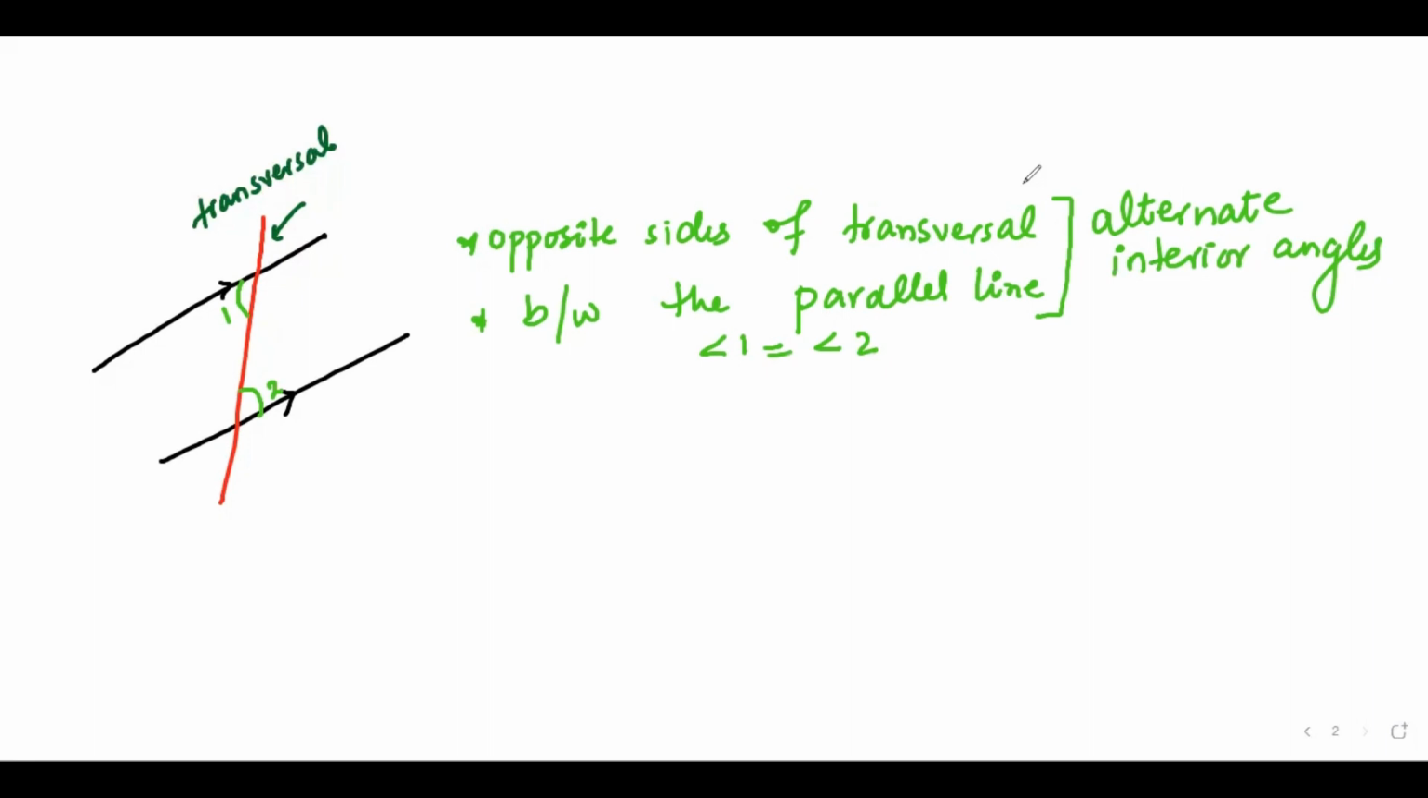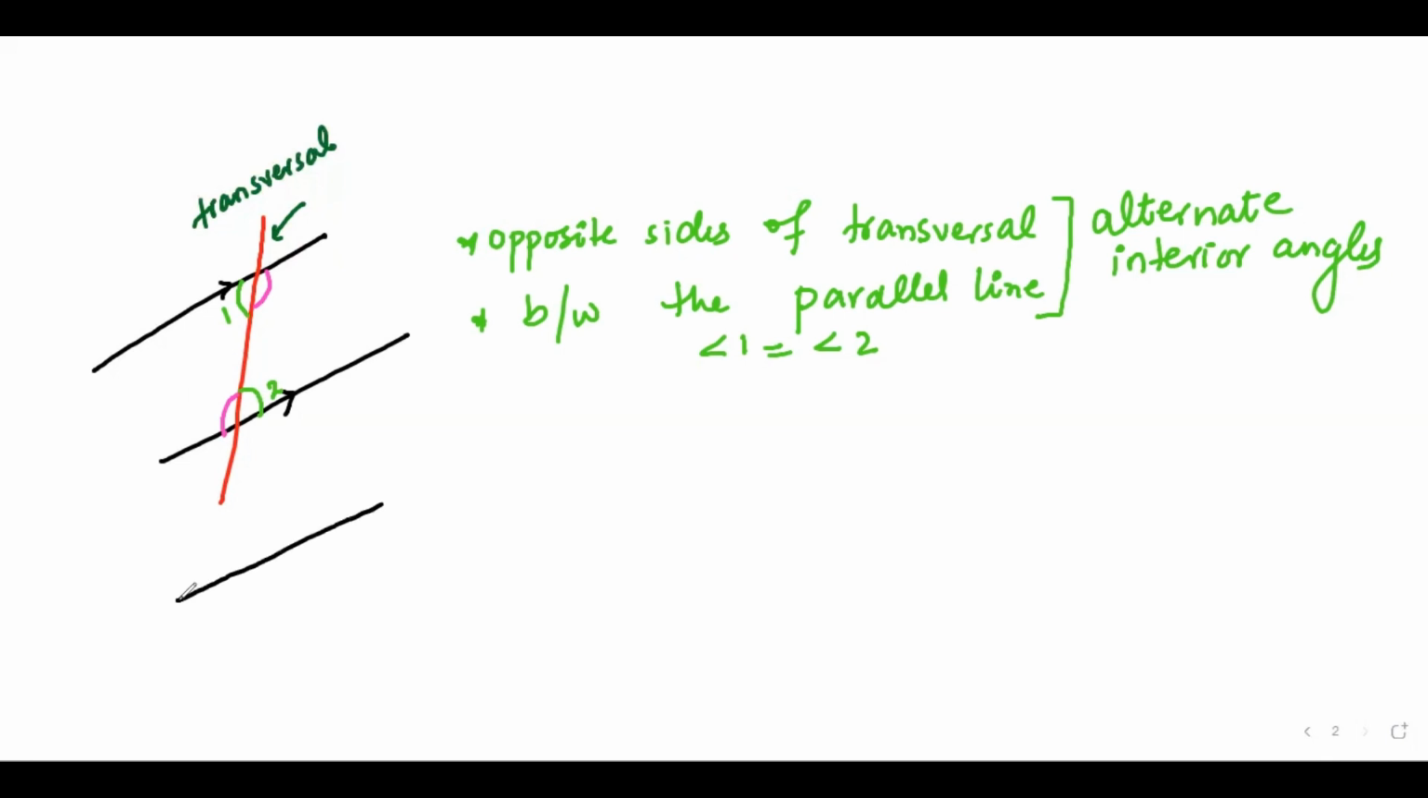Maybe they are not here, maybe one is here and one is there. Again, you can see these pink angles are also on opposite sides of the transversal, but the most important point is that they are between the parallel lines, so they are called alternate interior angles. Is alternate interior angle clear to everyone?